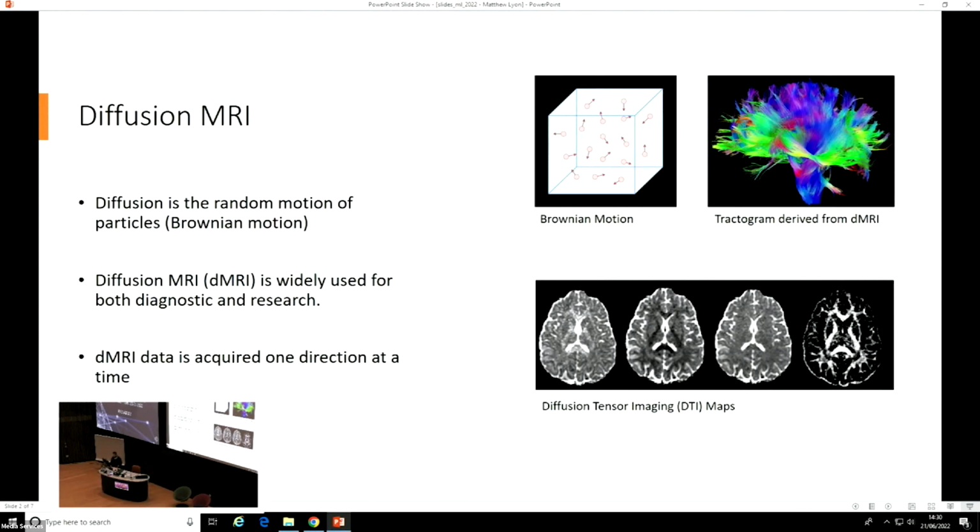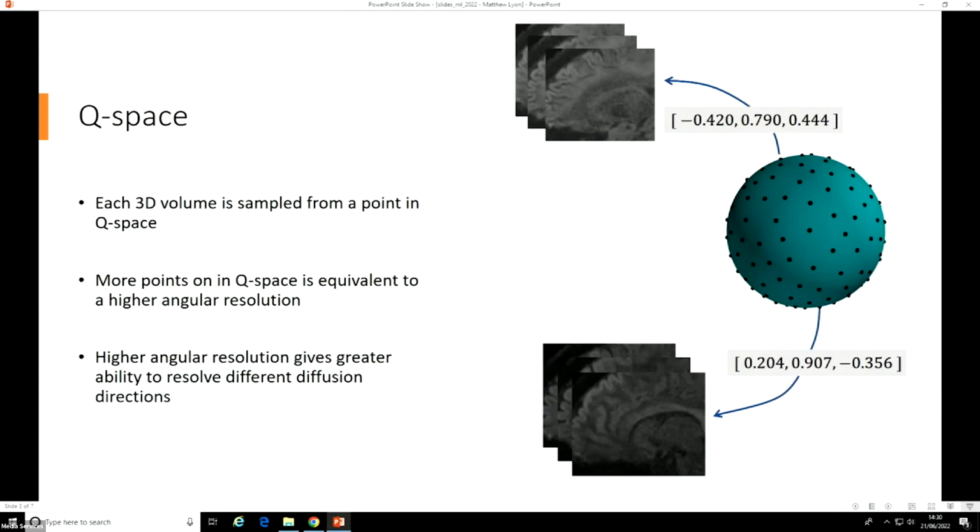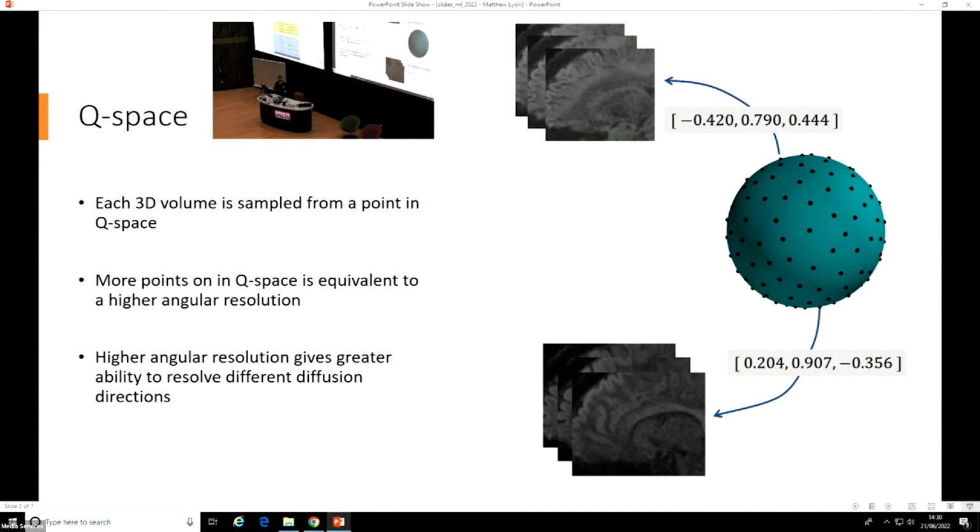Importantly, in a DMRI acquisition, diffusion is measured one direction at a time. So first of all, you might want to measure it in that direction, and then in that one, then that one, until eventually you build up a picture of the overall diffusion profile of whatever you're measuring. We call that formulation Q-space. Each Q-space sample is itself a three-dimensional diffusion intensity image measured in one direction.